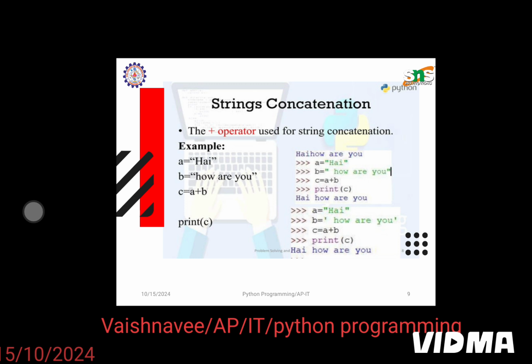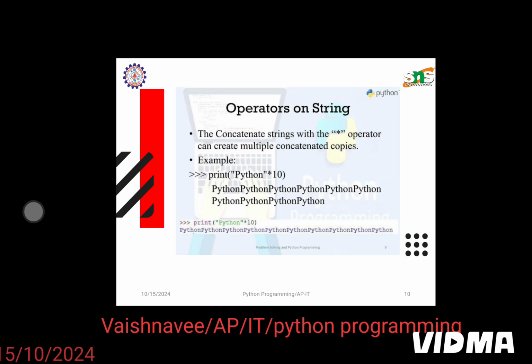So now let us see the operators. What are the operators we can use on strings? The star operator can create multiple concatenated copies. For example, if you give print Python, which is a string, the asterisk symbol is used as a multiplication symbol here, as usual, times 10. It will give Python 10 times combined. As you see the output here, Python, Python, Python, Python, it gives Python 10 times. So whenever you want to concatenate multiple copies, we use the asterisk symbol with that particular string and then the count.